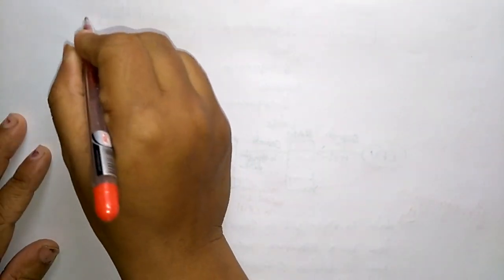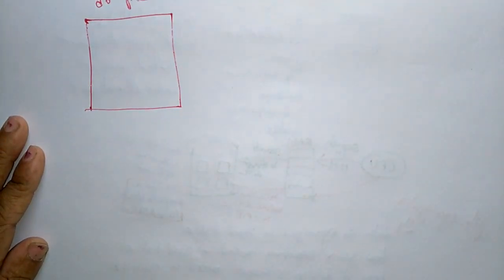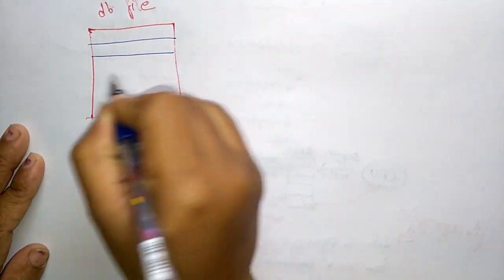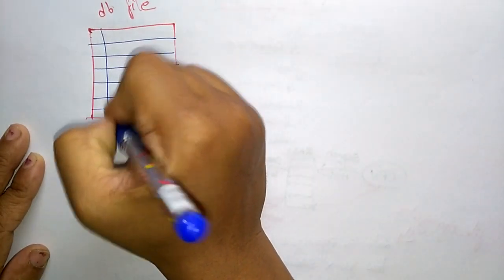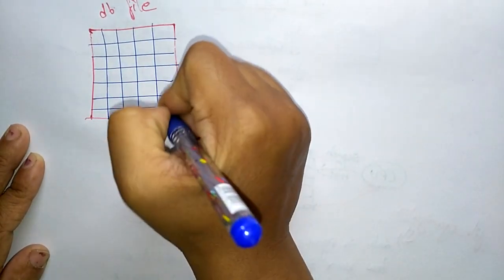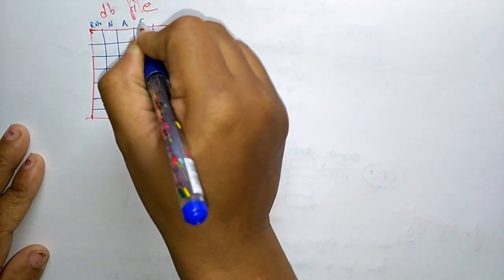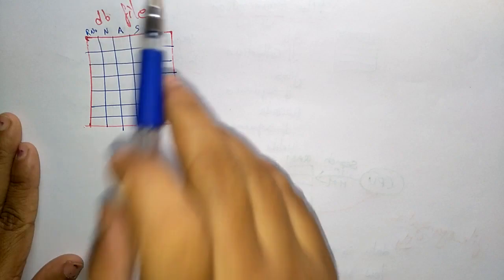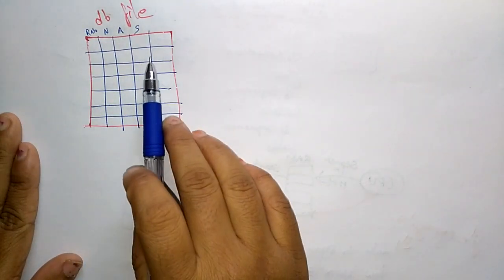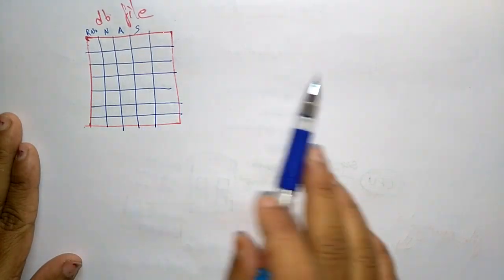So let us take this database file. This database file consists of a set of records. These are all the records. Each record has a set of attributes: roll number, name, age, sex. These are the fields for those records. I already said a database is nothing but a collection of files. In a file there is a set of records, and each record has a set of attributes.